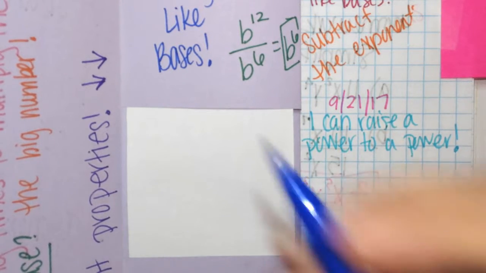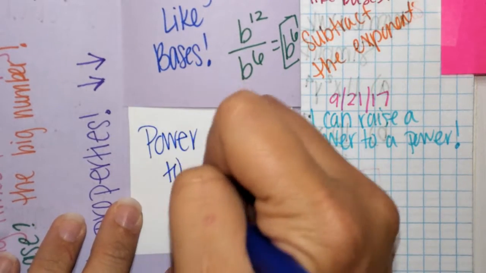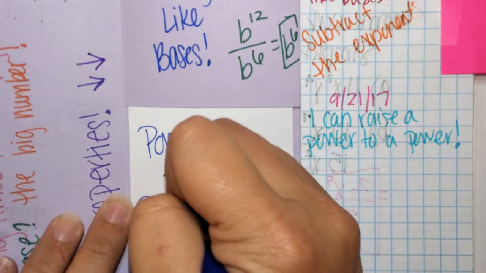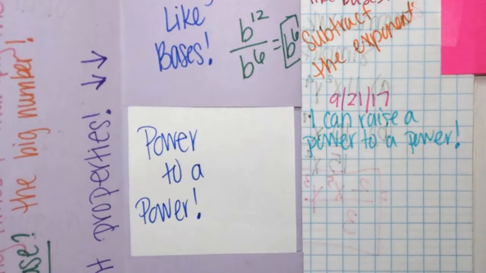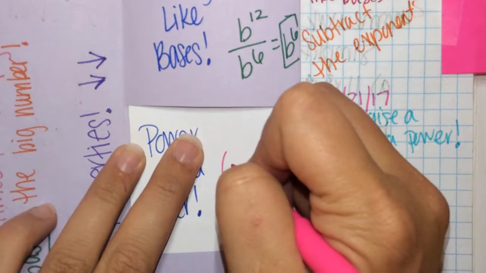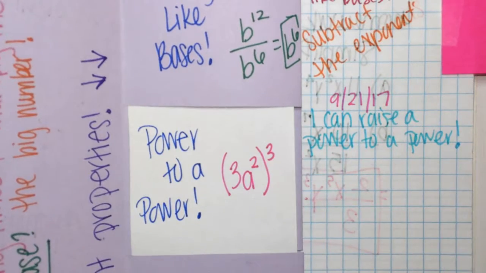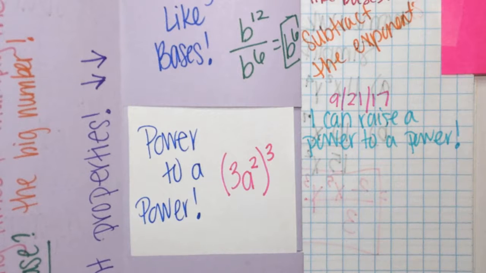All right, so power to a power. Power to the peaceful. This is what it looks like. Manny, we're in class. Thank you. So when you raise a power to a power, it looks similar to multiplying like bases, except we're going to have parentheses, and then we're going to have an exponent on the outside. So raising a power to a power means you have two exponents, and you just multiply those together.